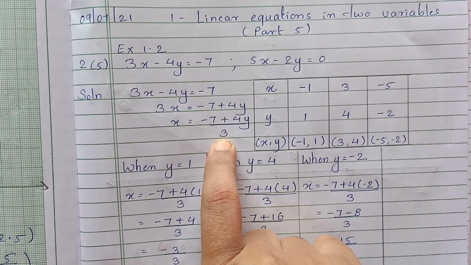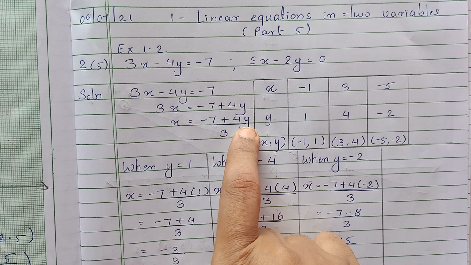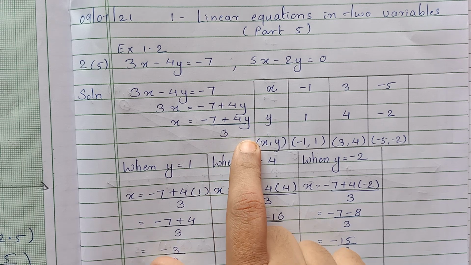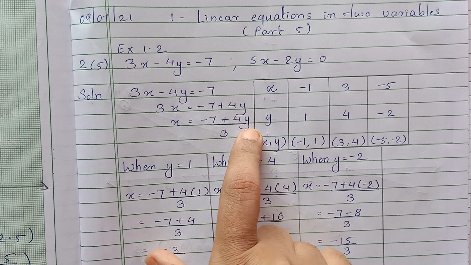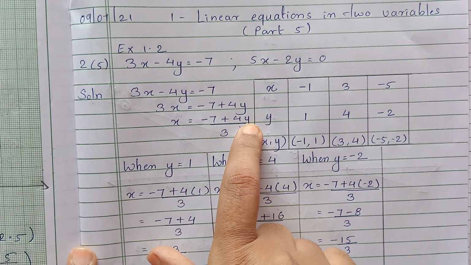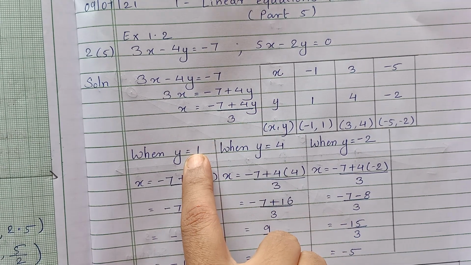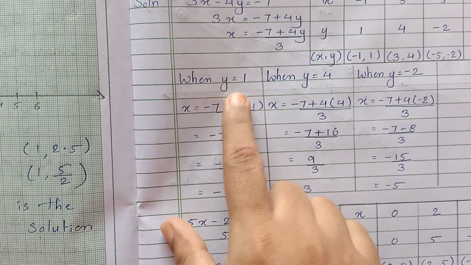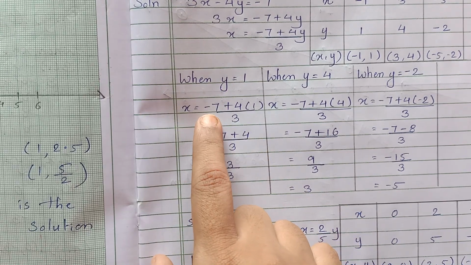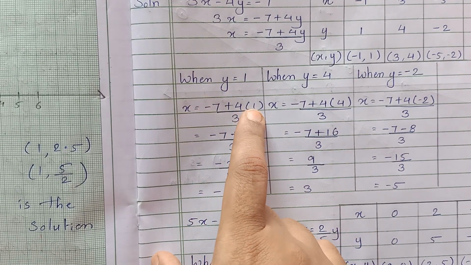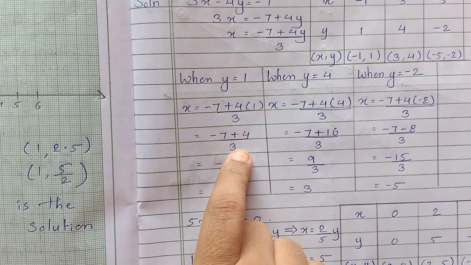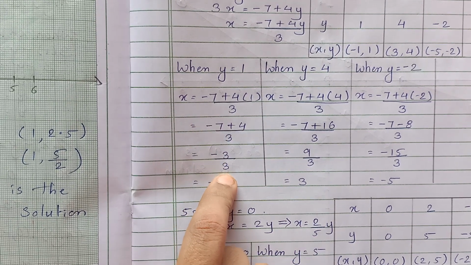So what we are going to do is try such values of y which, on solving, will give you a whole number as the answer. For example, here I have taken some particular values. If I take the value of y as 1, then x is minus 7 plus 4 into 1 upon 3, that is minus 7 plus 4 upon 3, that is minus 3 upon 3.